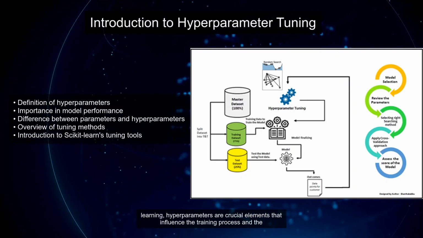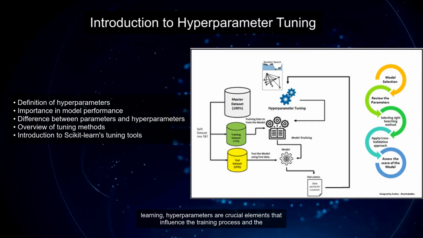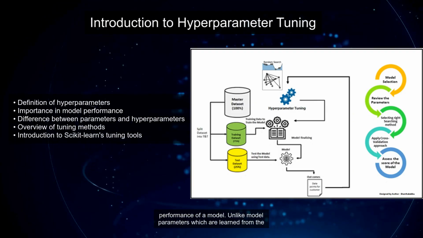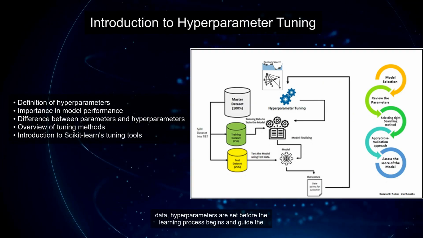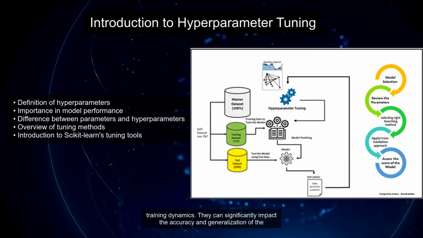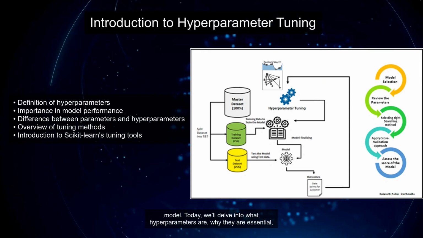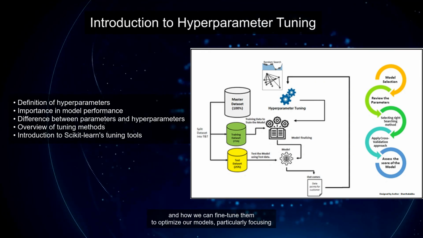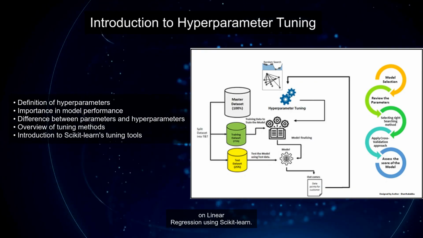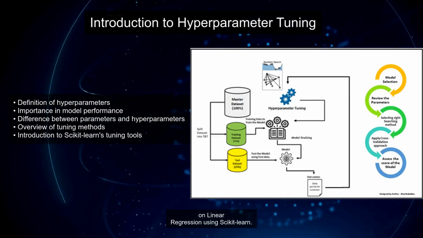In the world of machine learning, hyperparameters are crucial elements that influence the training process and the performance of a model. Unlike model parameters, which are learned from the data, hyperparameters are set before the learning process begins and guide the training dynamics. They can significantly impact the accuracy and generalization of the model. Today, we'll delve into what hyperparameters are, why they are essential, and how we can fine-tune them to optimize our models, particularly focusing on linear regression using Scikit-learn.